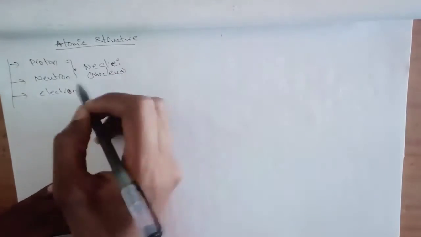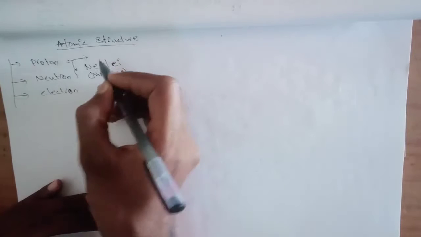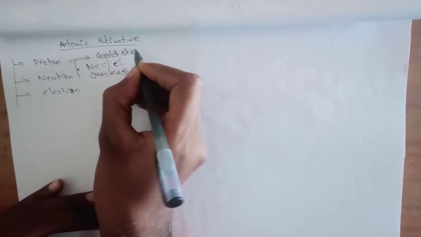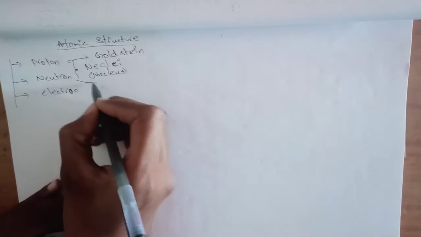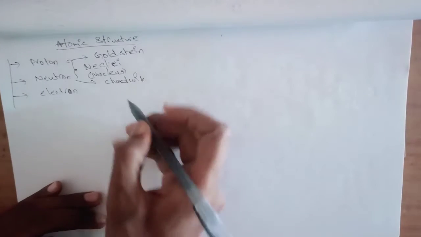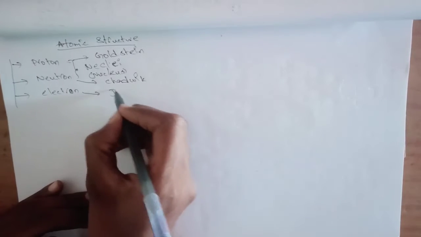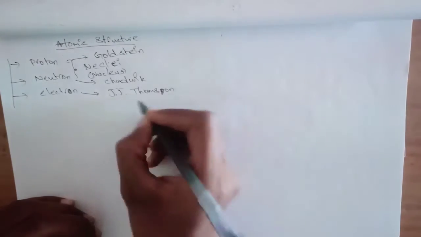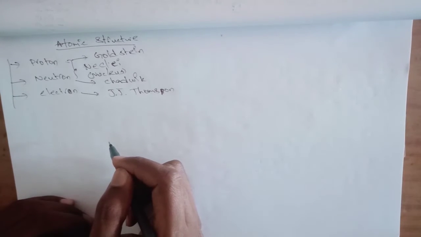The concept of proton, neutron and electron was discovered by some scientists, and we have to remember their names. The proton was discovered by Goldstein, and the neutron was discovered by Chadwick. And the electron was discovered by J.J. Thomson.